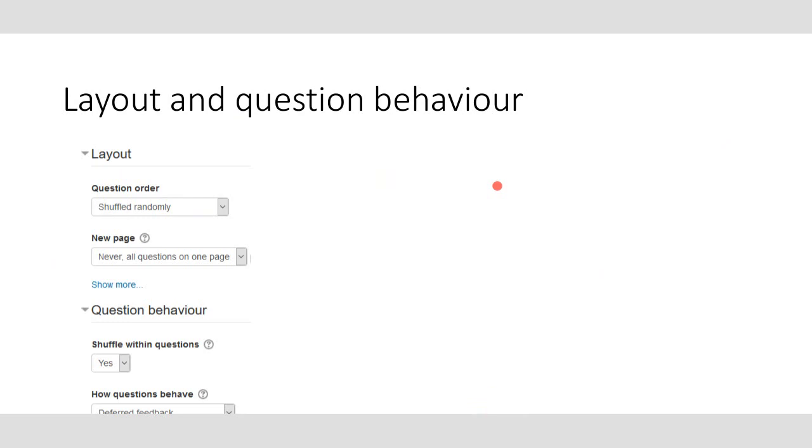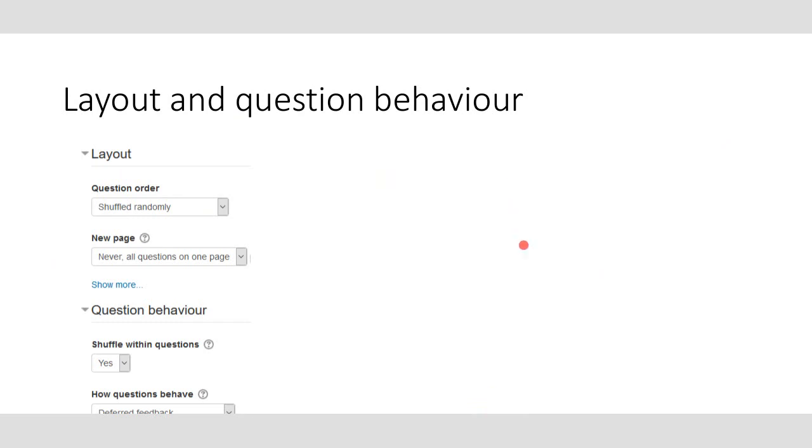Question order is shuffled randomly. So every time they make a new attempt, they see a new order of questions. And I like to keep all the questions on one page, because there are a lot of learners on our course. I think if we have multiple pages, there is an interaction that happens whenever they click the next button to go from one page to another, and that might increase the load on the server. So I like to keep them all on one page.